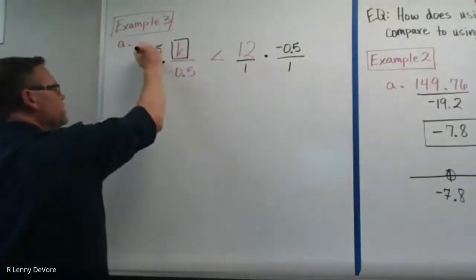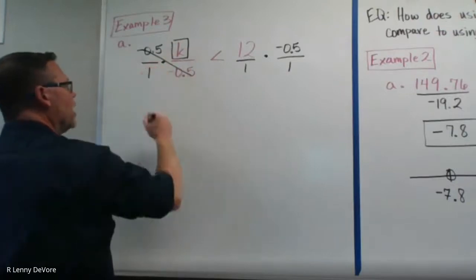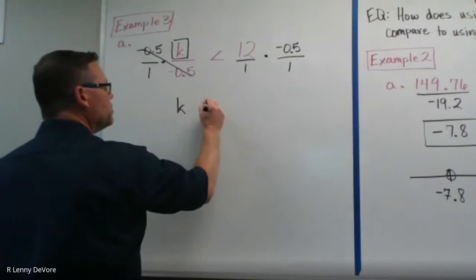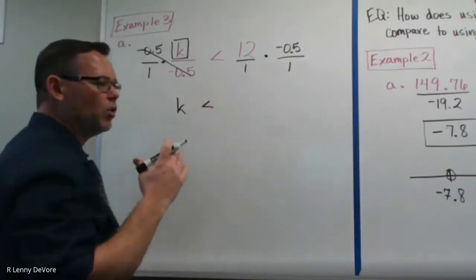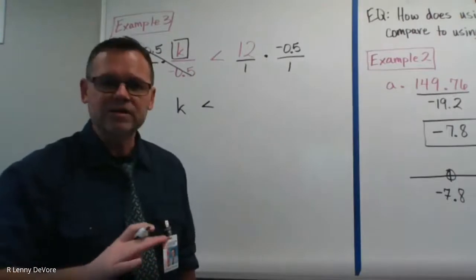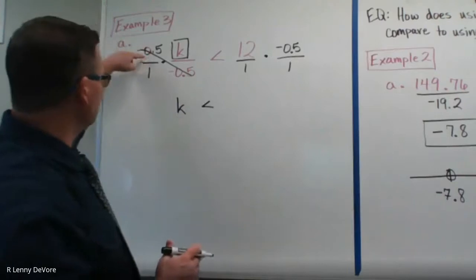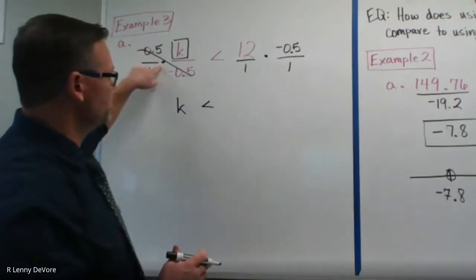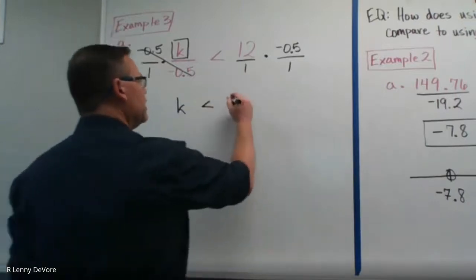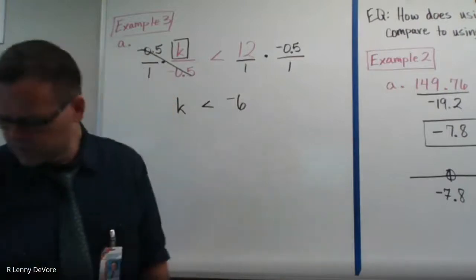Now notice, these cross cancel. This leaves k over 1. K over 1 is simply k. Now, because this is the multiplication operation, we're not dividing, we do not switch the inequality. The inequality stays the same. See how I'm multiplying it? See that multiplication symbol in between? Then I'm going to multiply these over here to simplify, and this ends up being a negative 6. Okay, guys?